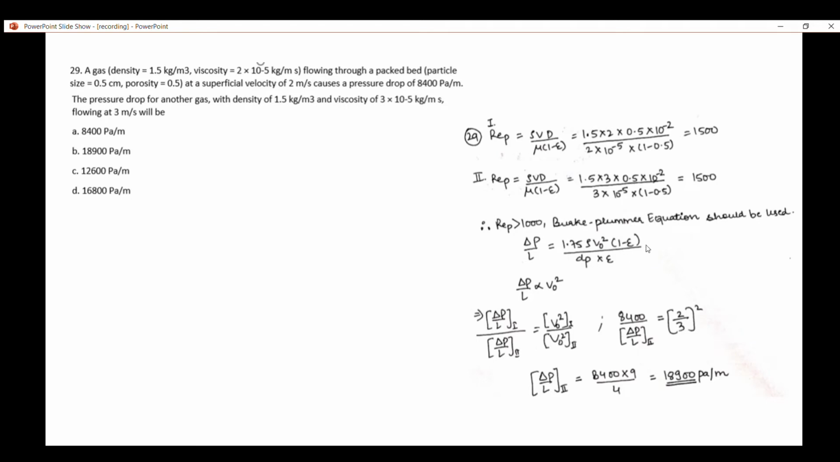And from this equation we can observe that pressure loss is directly proportional to the velocity square. So taking the ratio of both the pressure drops, we'll get delta P by L of first gas upon delta P by L of second gas equals velocity of first by velocity of second. All we need to do is substitute the values and we'll get the pressure drop for another gas as 18,900 pascals per meter.